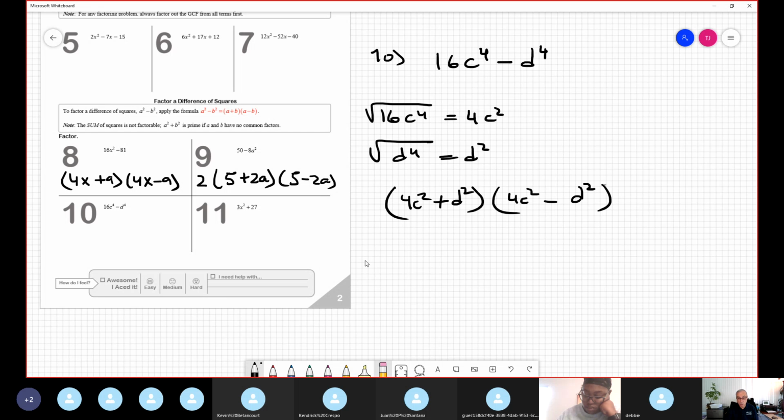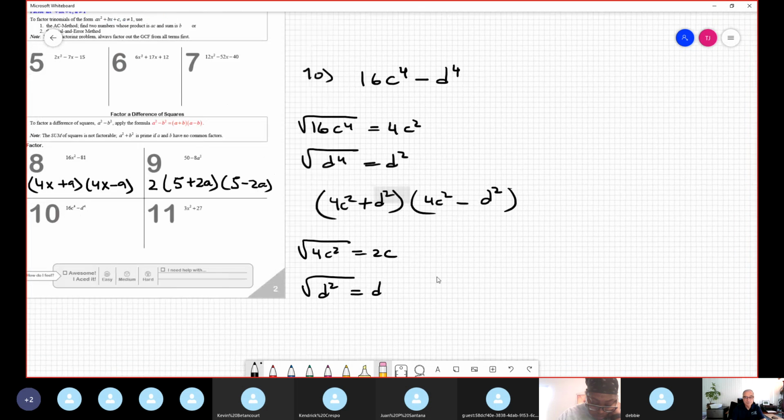And that's it. No. Why not? Because I can see here another difference of a square. This is a sum of a square, and I know that a sum of a square is a non-factorable expression. But the difference of a square is a factorable expression. Therefore, I need to continue until the factoring is complete. So the square root of 4c squared is 2c, and the square root of d squared is d. Okay, so the last step of the factorization is, look at that.